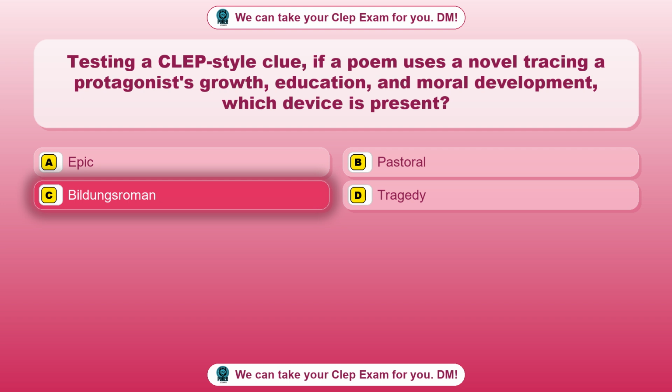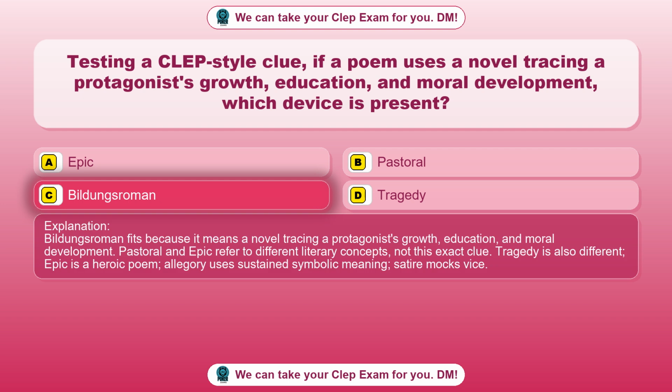Bildungsroman. Bildungsroman fits because it means a novel tracing a protagonist's growth, education, and moral development. Pastoral and epic refer to different literary concepts, not this exact clue. Tragedy is also different. Epic is a heroic poem, allegory uses sustained symbolic meaning, satire mocks vice.